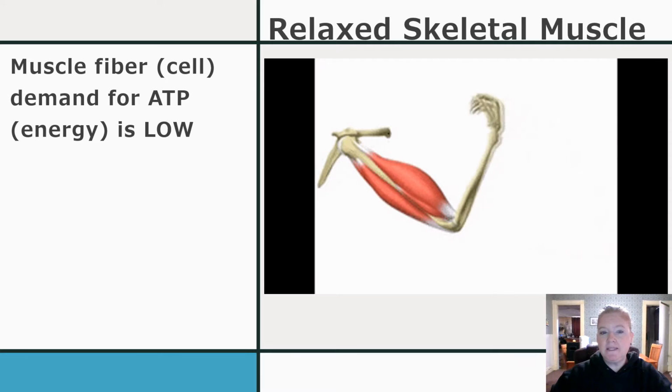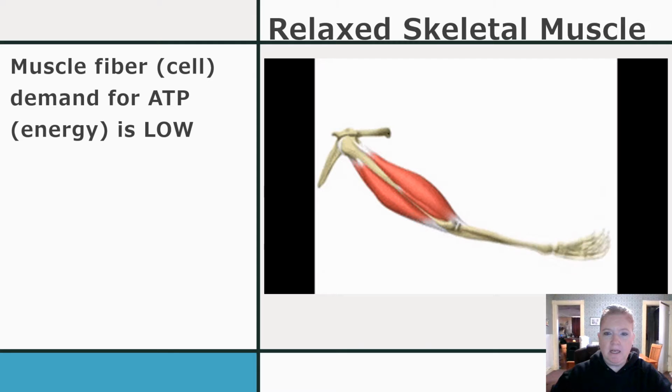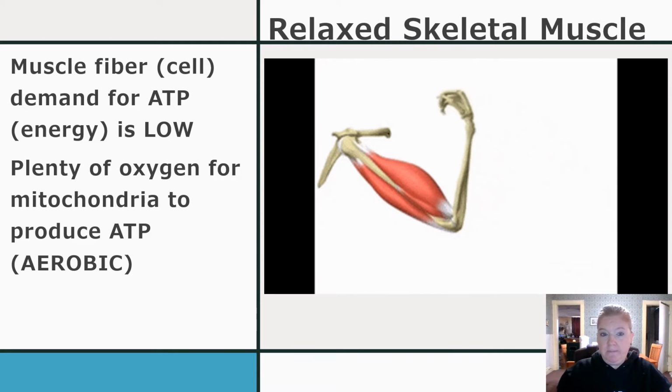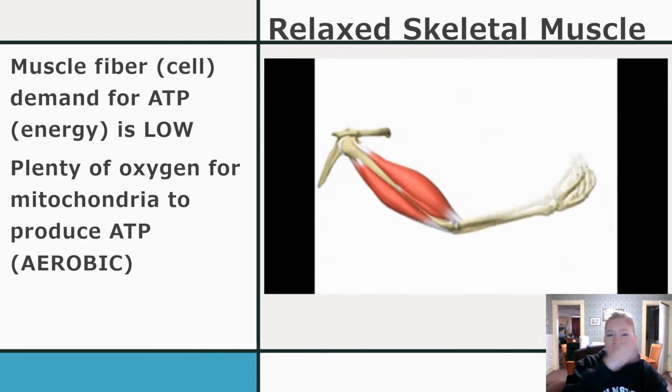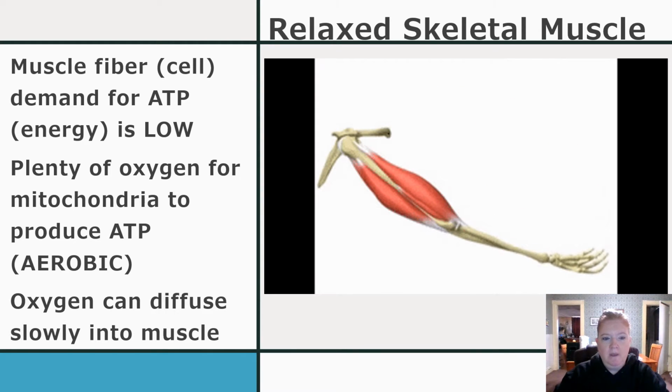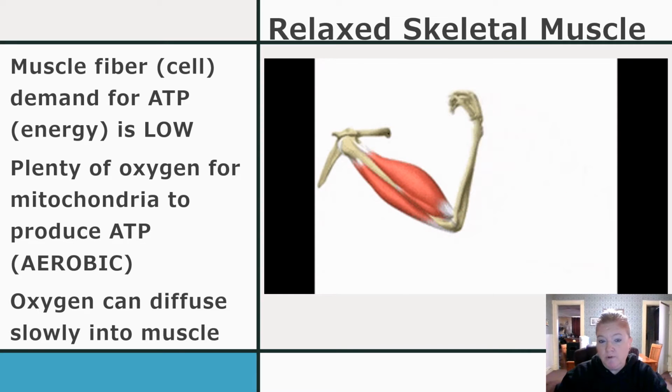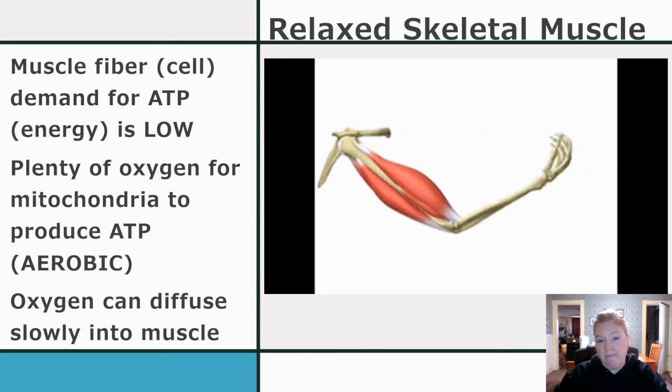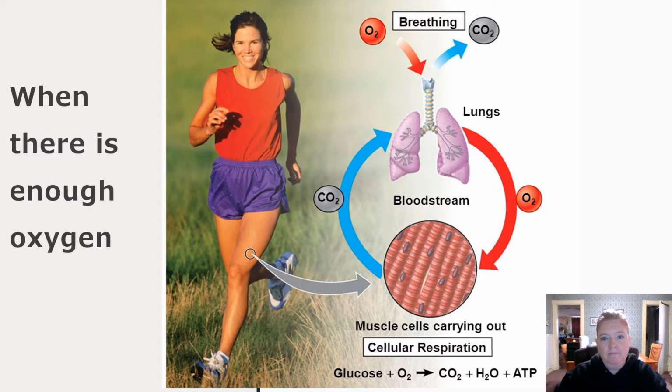Okay, a relaxed skeletal muscle. So remember, a muscle fiber is a muscle cell, and when it's relaxed, the demand for ATP or energy is low. There's plenty of oxygen for the mitochondria to produce ATP through an aerobic process, meaning it needs oxygen. Plenty of resources. And oxygen can diffuse slowly into the muscle. There's no great demand. When there's enough oxygen, we carry out cellular respiration, the aerobic version. Plenty of oxygen, easy peasy.